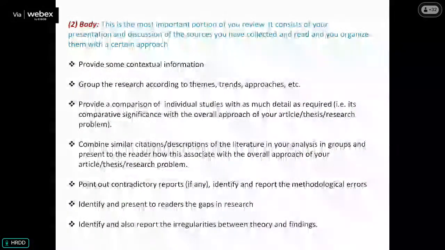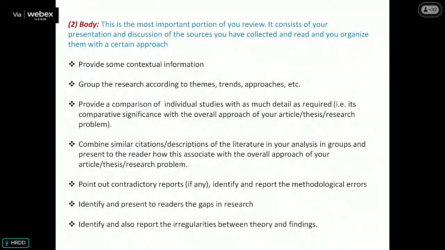Identify and also report the irregularities between theory and findings. The irregularities you have to find out, and it's not so simple as well. We tried preparing in the lab. We have not yet succeeded in preparing those high entropy alloys.